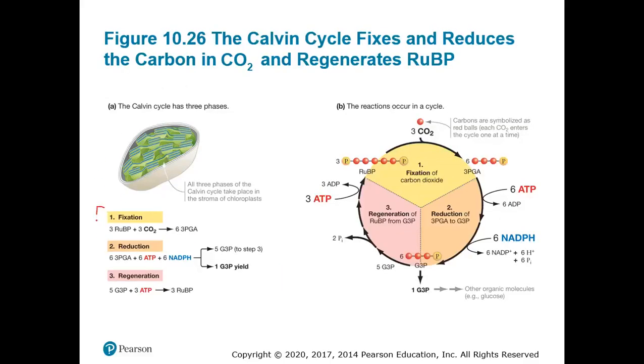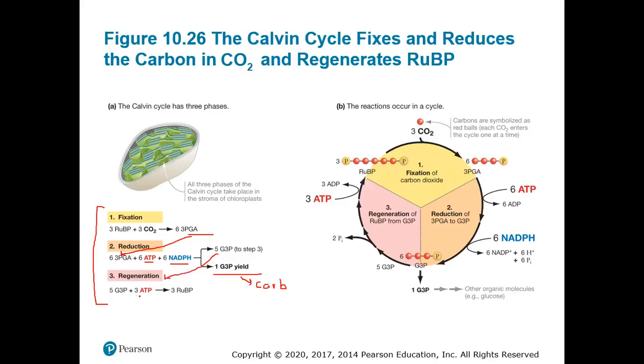Well, here is our Calvin cycle, the 3 phases. Right, we've already seen fixation. Okay, we're using RuBP, CO2 to make PGA. Reduction, that's where we take our PGA that we just made, and this is where we use ATP and NADPH, and we get a product, G3P. Now, we get 1 net G3P that's going to go on and make a carbohydrate, and the rest is going to be used in our regeneration.